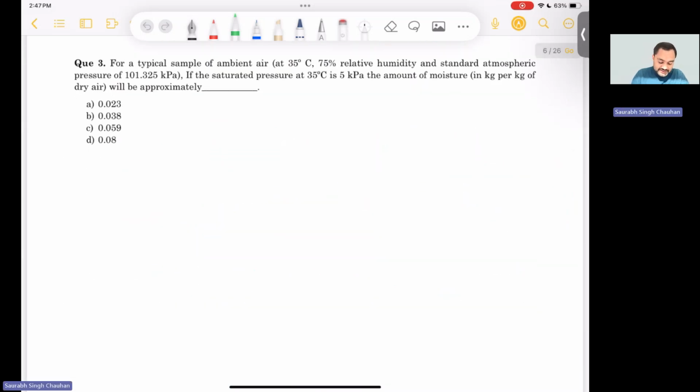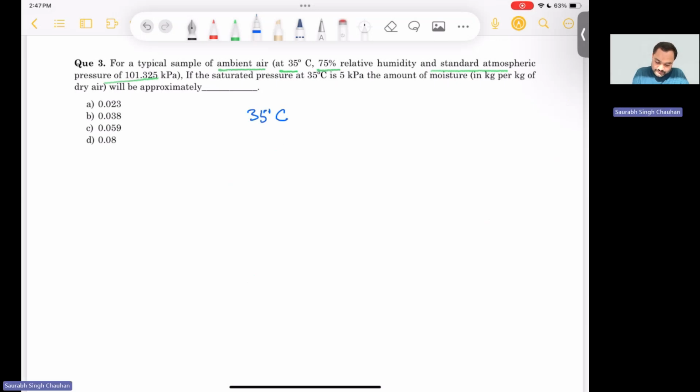Okay. So question 3, it says in a typical sample of ambient air. Ambient air means something which you have taken from the environment. And in the environment, you know that you don't have dry air. You have a mixture of dry air and water vapor. So basically, you have moist air in the ambient. The sample is at 35 degrees Celsius, 75% relative humidity, and standard atmospheric pressure of 101.325 kilopascal.